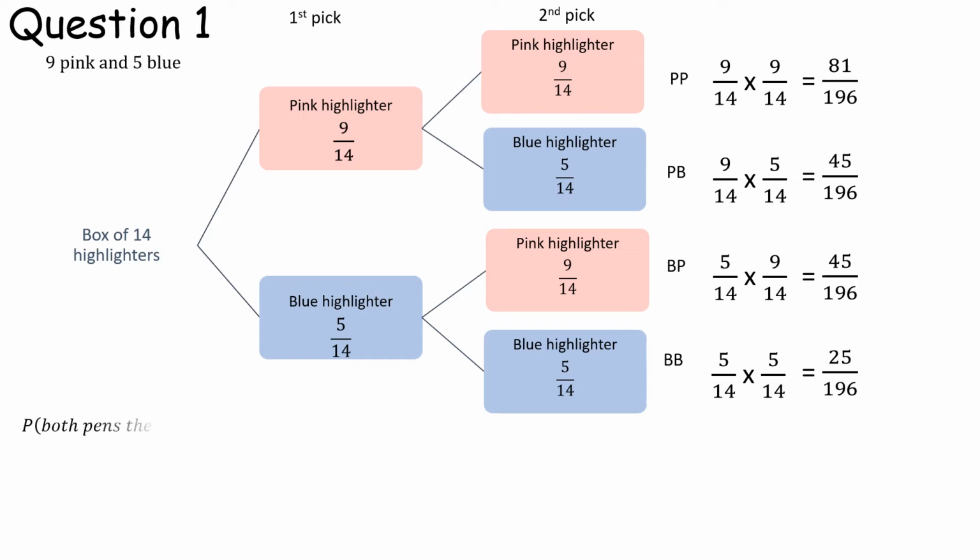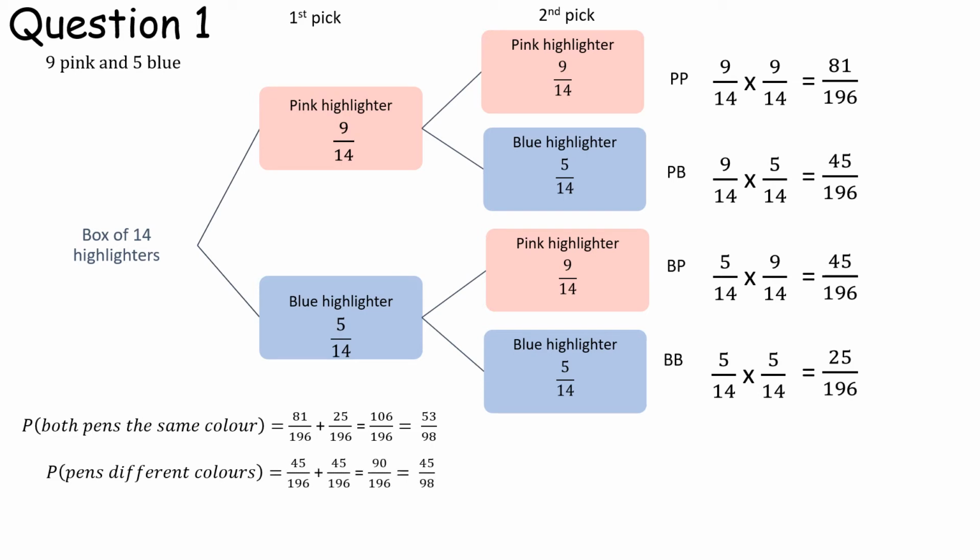When calculating picking 2 highlighters of the same colour, we add together the probabilities for pink pink and blue blue. We then cancel, getting 53 over 98. When calculating picking two highlighters of different colours, we add together pink blue and blue pink, then we cancel, getting 45 out of 98. To calculate the probability of at least one pen being blue, we add together pink blue, blue pink and blue blue, getting 115 out of 196.